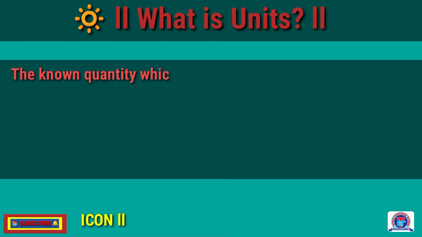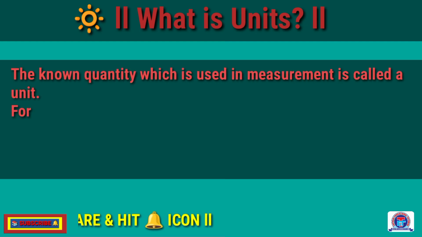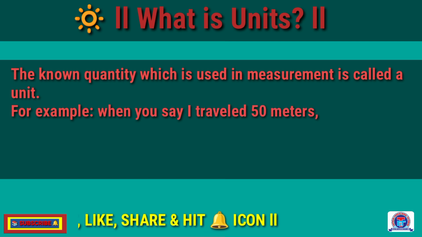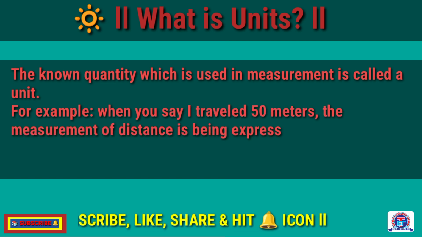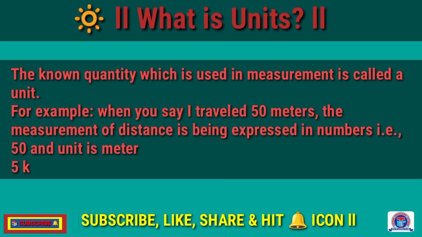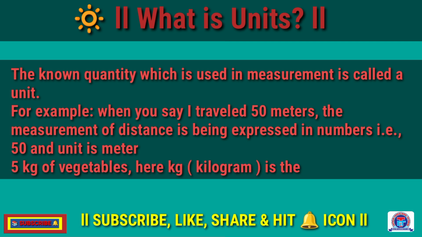Dear student, here I will discuss a unit. The known quantity which is used in measurement is called a unit. For example, when you say I travel 50 meters, the measurement of distance is being expressed in a number, that is 50, and the unit is meter. In 5 kg of vegetable, kg, kilogram, is the unit. So all these things are units.